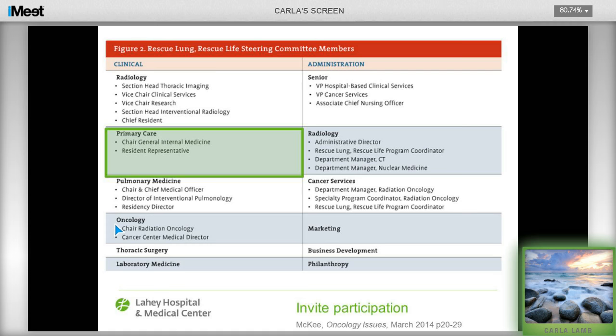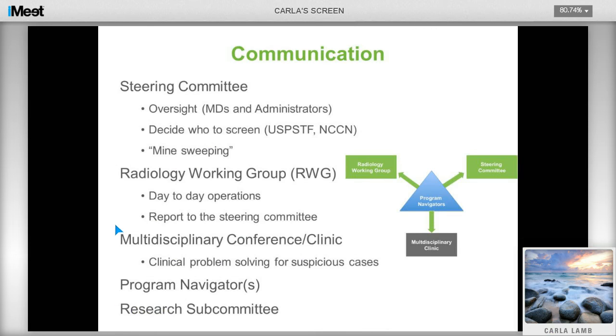And then philanthropy. A lot of times there are patient advocates, grateful patients, or folks who are really strong participants in philanthropy who can help drive a program and be a resource for things that cost money and are outside the reach of the institution itself.